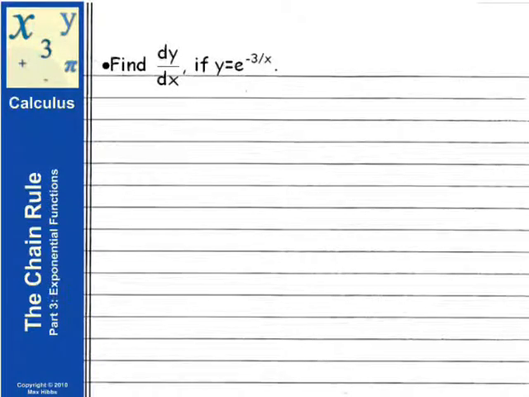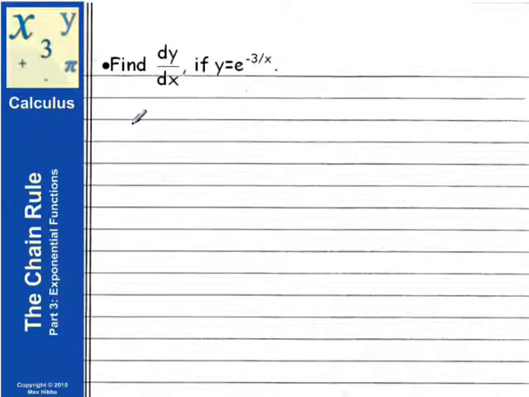Okay, well, let's look at an additional example. In fact, there's several examples I want to look at. Here we're asked to find dy dx if we know that y is equal to e to the power negative 3 divided by x. We see that this is very easy to do, except that we're going to run into a little obstacle here, and we'll deal with that as we come to it.